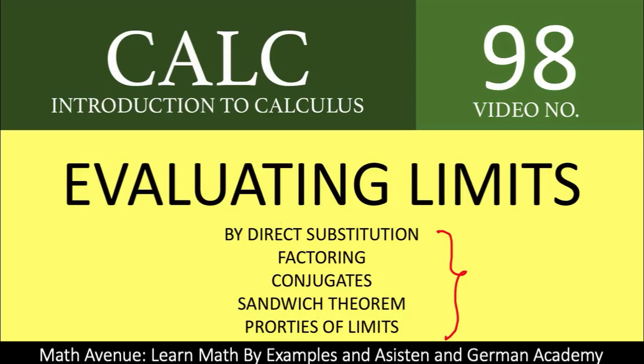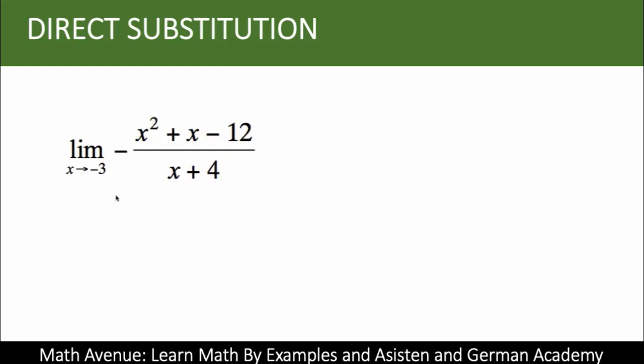So let's have some examples. Let's say this is our problem. Find the limit as x approaches negative 3 of this rational function. The first thing that we're going to do is try the substitution method. If the substitution method works, that implies that the function is continuous at x equals negative 3. So let's substitute now negative 3 for the values of x.